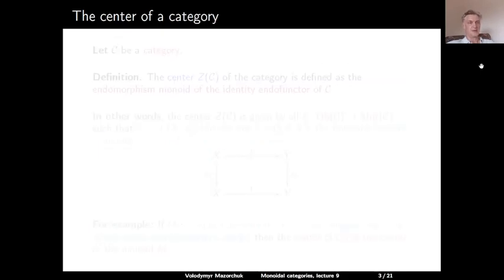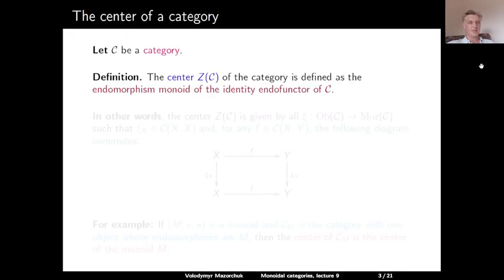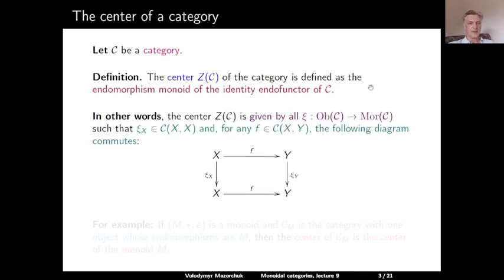Next, let us discuss the notion of the center of a category. Let C be a category. Definition: the center of the category C is defined as the endomorphism monoid of the identity endofunctor of C. In other words, the center of C is given by all collections xi, so we take an object in C and we associate to it a morphism in C, which satisfies the following condition.